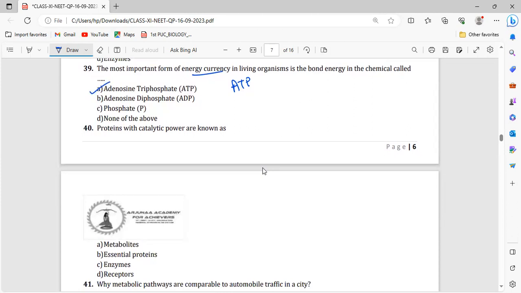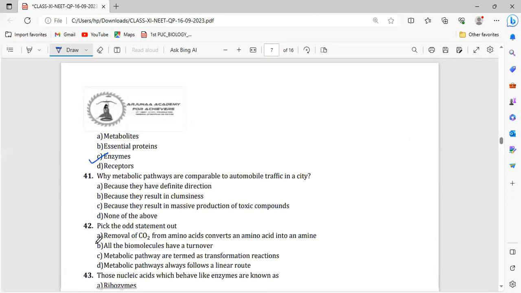Proteins with catalytic power, so these have catalytic power in the sense that they enhance the rate of the reaction, that we call enzymes.